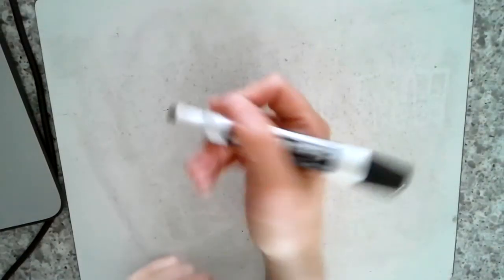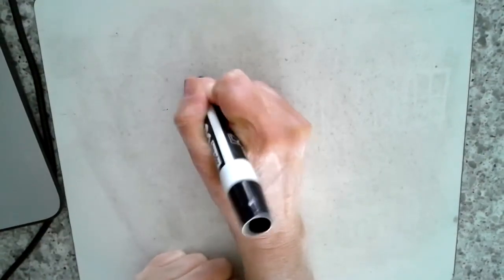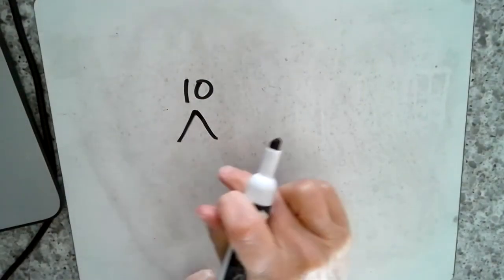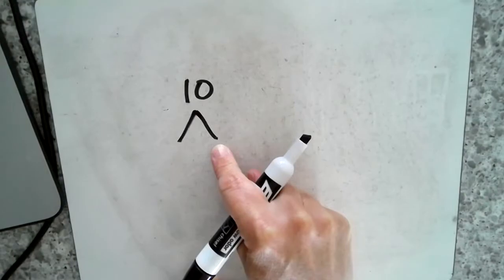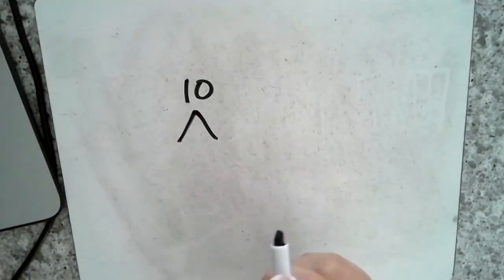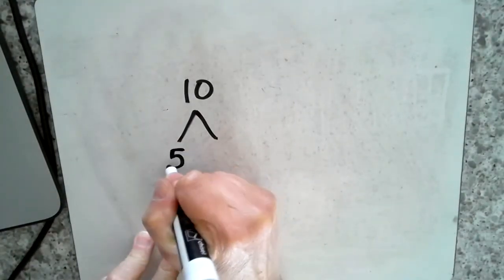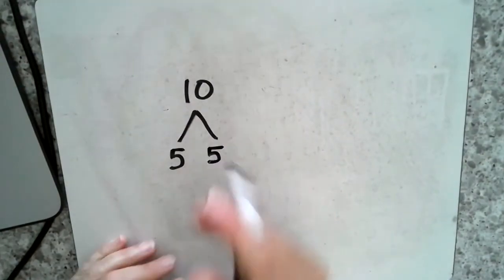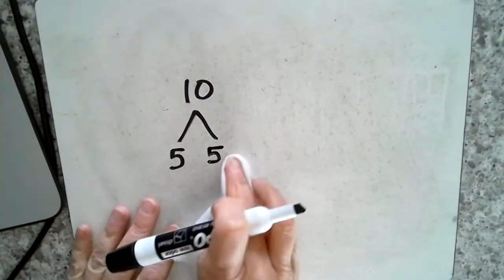So this game involves finding the unknown partners of 10 or 100. Let's start with 10. I'm going to create a math mountain just so that we have a visual here. I'm going to put one of the partners here, and then you're going to say the other partner. So if I put a 5 here, the other partner to make 10 is 5, because 5 plus 5 is 10.